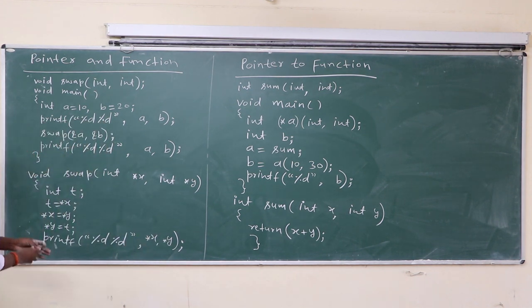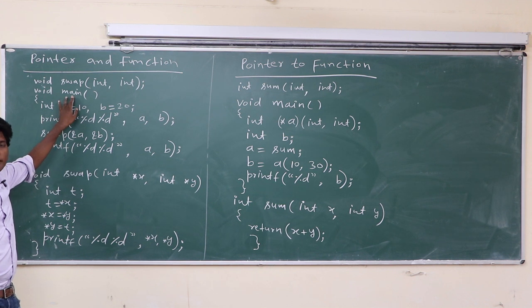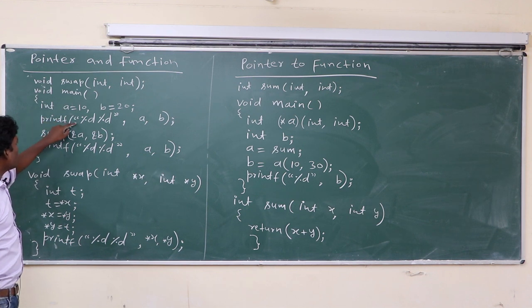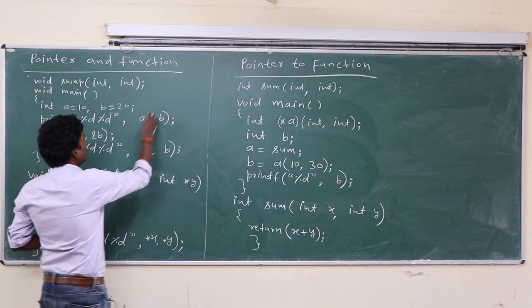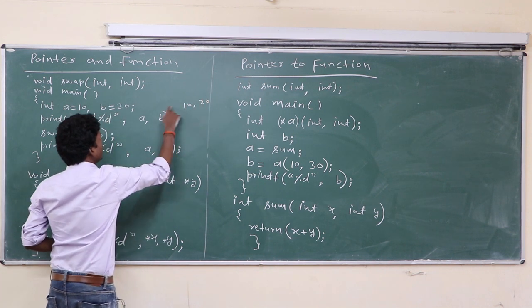So class, control program execution always starts with main. So main is here, program execution starts from here, control goes to this line, and prints a and b, that is 10, 20. 10, 20 is printed here.